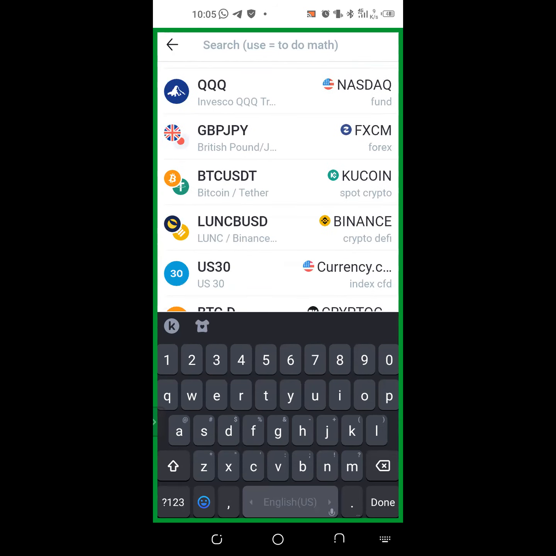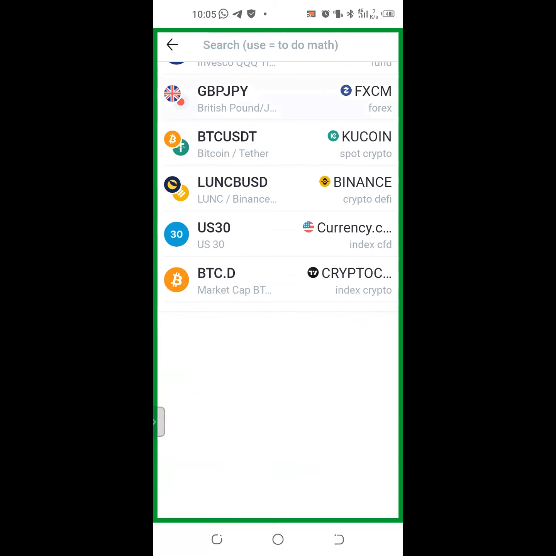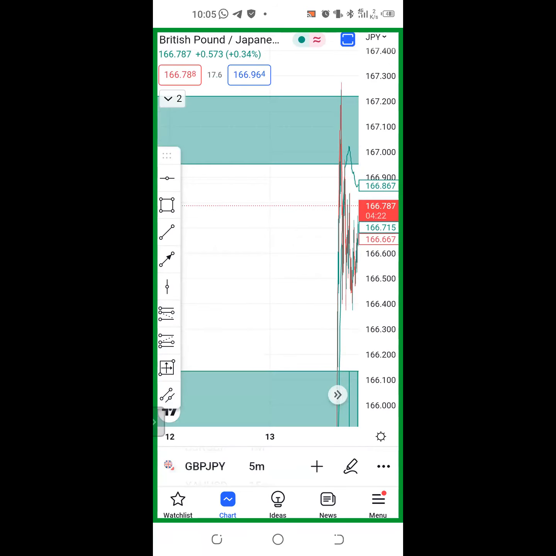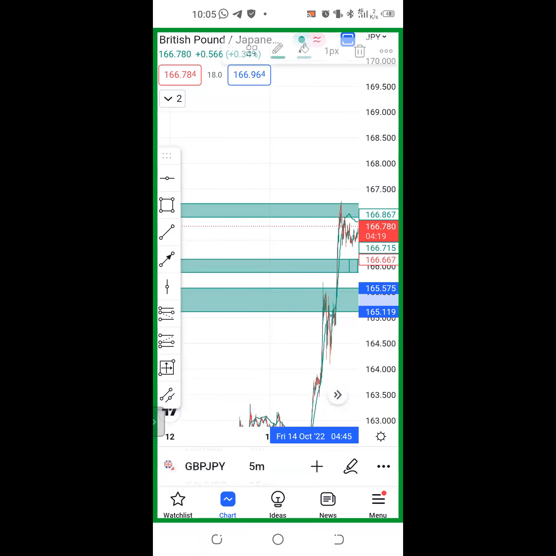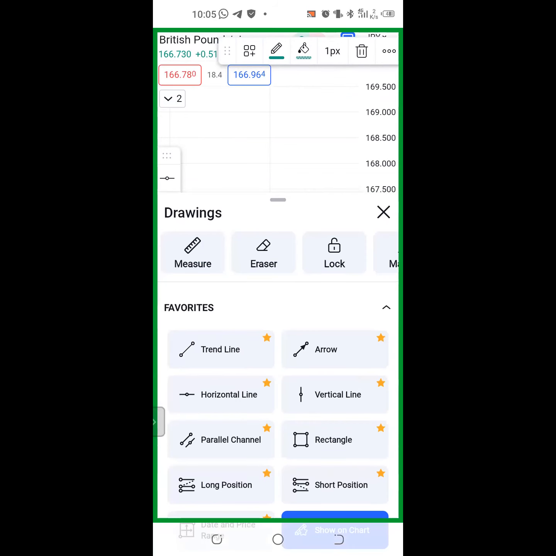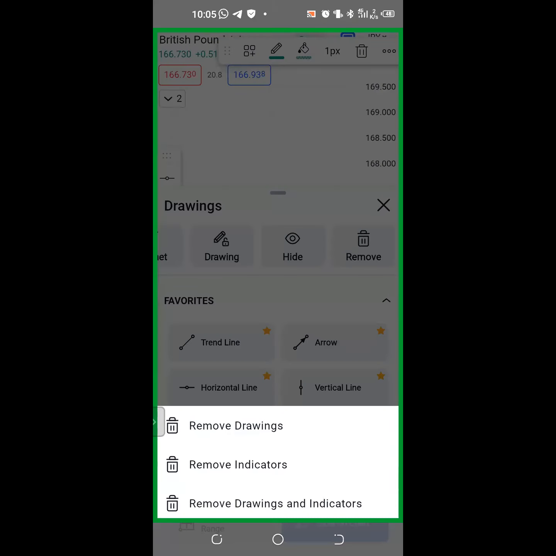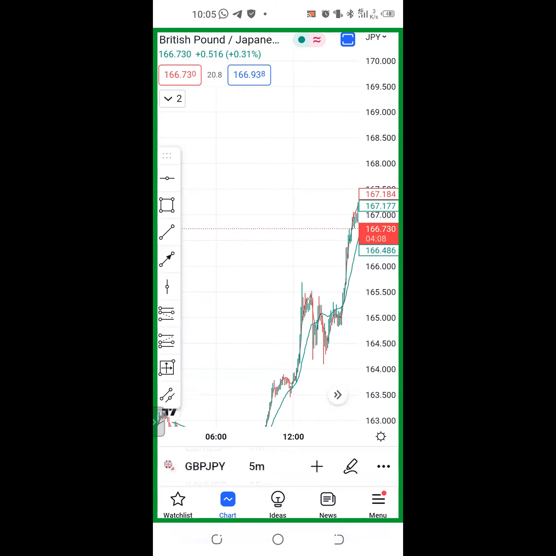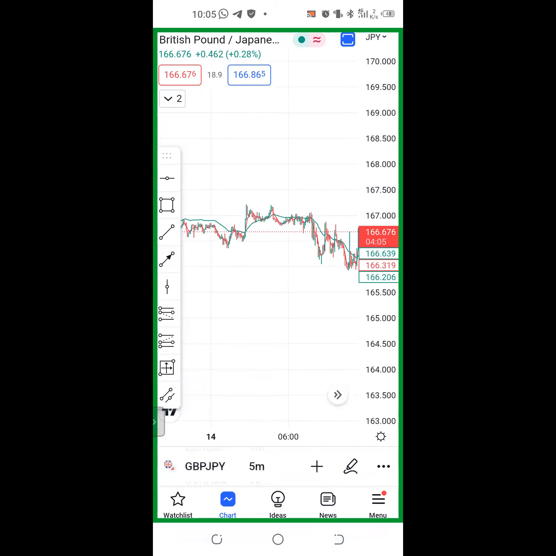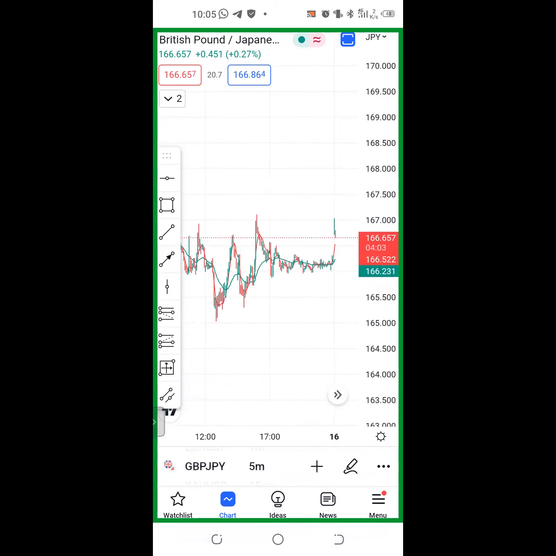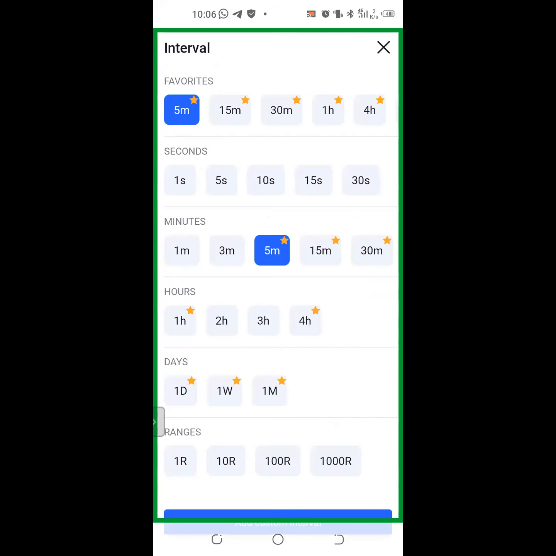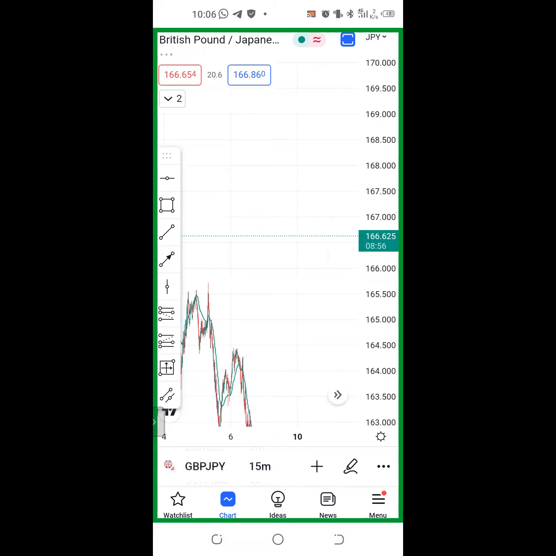So, okay, let's go back to GBP JPY. Let me delete all of this one. I'm writing all your questions though, so I'll check them out as soon as we're done here. Consolidation. I'm looking for a downtrend. Okay, this is on 5 minutes. Let me go to 15 minutes so it can be easy to see.